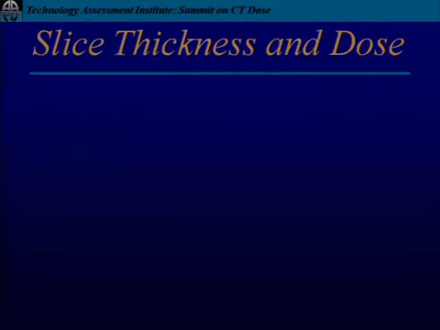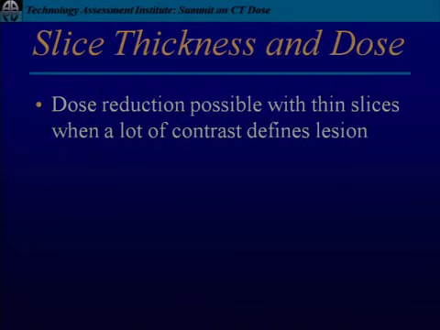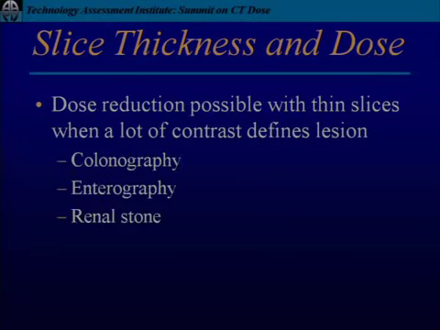When we think about slice thickness and dose, talking about that noise compromise, which Jim talked about earlier, dose reduction is possible with thin slices when a lot of contrast defines the lesion. So we're all familiar with colonography, okay, where you can easily do a colonography exam of the abdomen and pelvis with a CTDIvol of 3 or 4 milligray. Okay, in enterography, where we're looking for that segmental hyperenhancement of the bowel loops, there's a lot of contrast. Or in patients with a renal stone, where we're looking at the contrast of a uric acid or a calcium stone compared to the adjacent soft tissue, we can really reduce the dose.